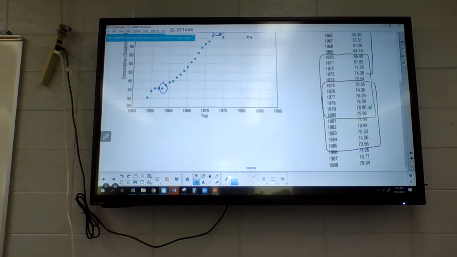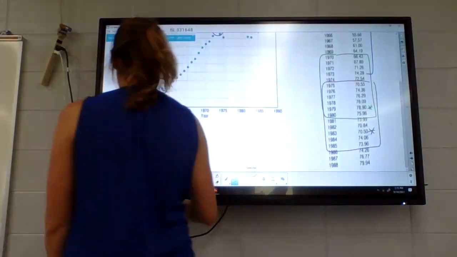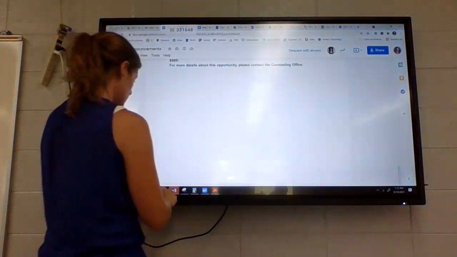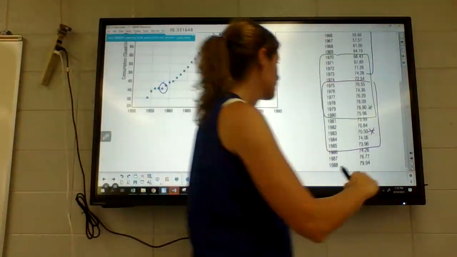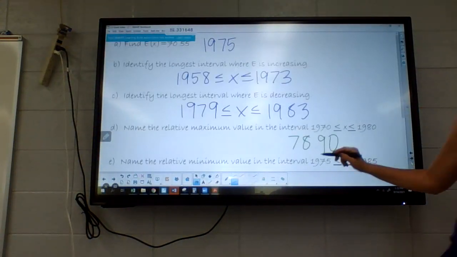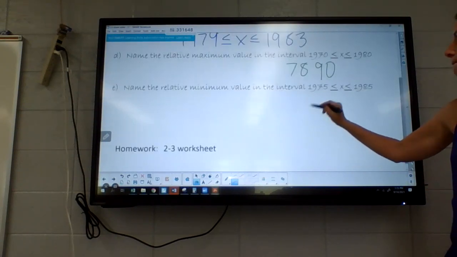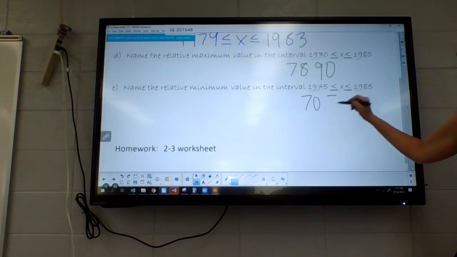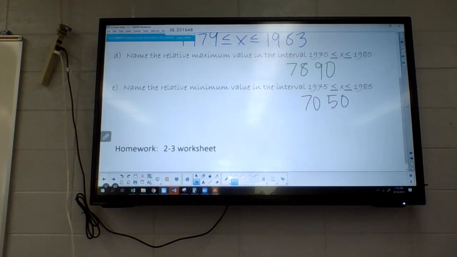70.50. Now that wasn't the lowest overall, the 70.50, but that was the lowest in that little interval. So that's where that relative minimum comes from. The overall minimum obviously is the very smallest number there. The overall maximum is the very largest. But that's not what they're asking for in this case. They're just asking for that window of time.